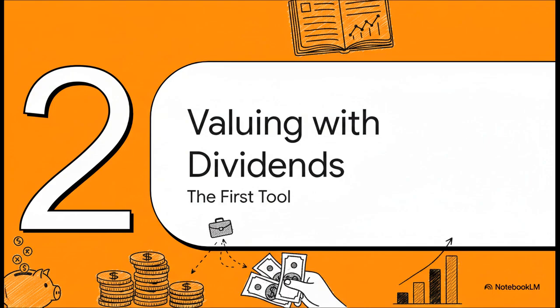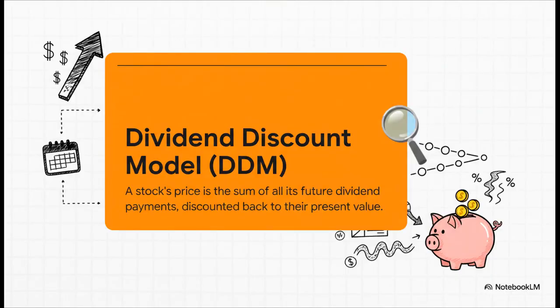All right, the first tool out of the box, this one is an absolute classic for a reason. It's one of the oldest ways to value a company, and it looks at the cold, hard cash that it puts right back into your pocket, dividends. The logic here is actually beautifully simple. When you buy a stock that pays a dividend, what you're really buying is a stream of future cash payments. The dividend discount model, or DDM, just does the math to figure out what all those future paychecks are worth in today's money. Simple as that.